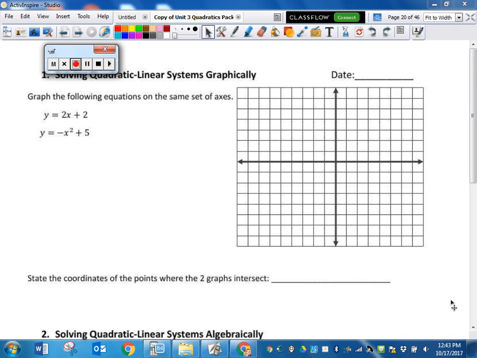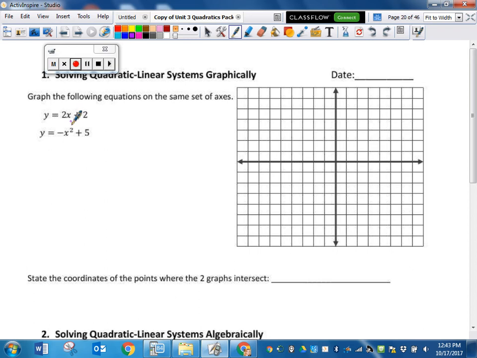We're going to start with a quadratic linear system. Remember, a system is just two or more equations together. We're going to solve them. We're going to graph them both on this set of axes off to the right. And if you look at your two equations here, we've got the first one, y equals 2x plus 2.